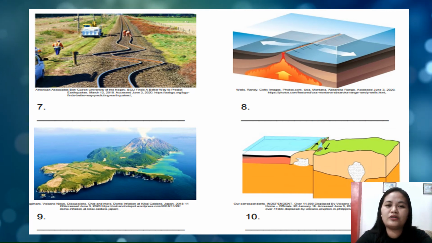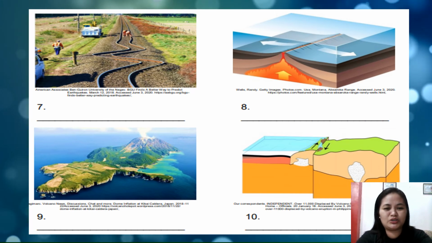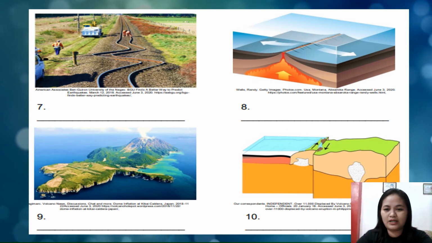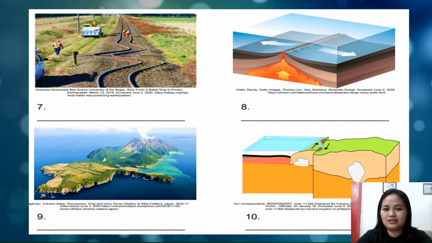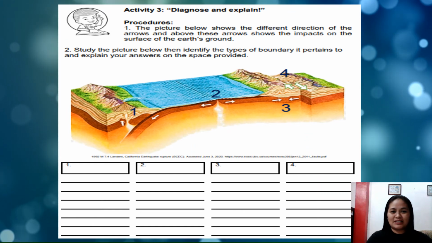Retaining the correct concept. And that is what we call comprehension, not memorization. Okay? Talastas. Okay, so we are now on the last activity.